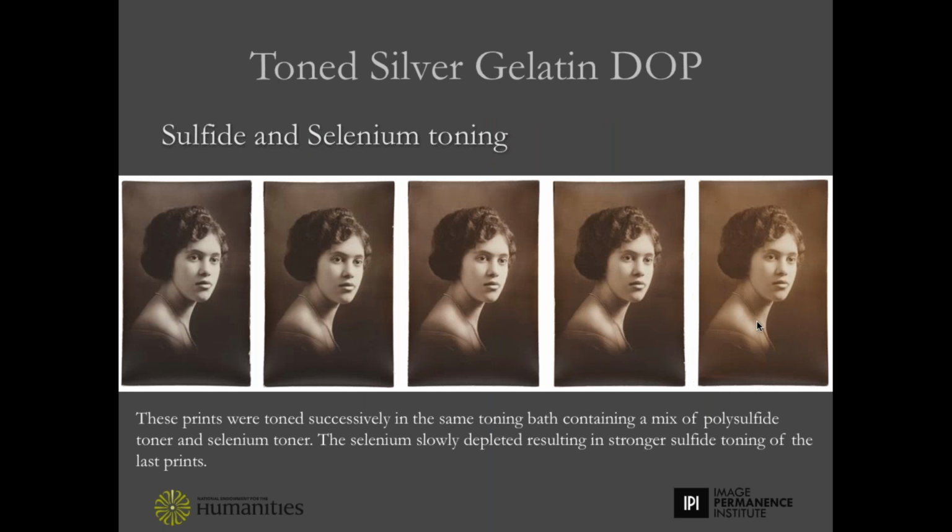Sometimes both sulfide and selenium were used together, and this is known as a polysulfide toner. So this example shown here is a set of prints that were all made at the same time and then successively toned in the same toning bath. The selenium slowly depleted, resulting in a stronger sulfide toning in the last prints. So as you can see, toned prints can have a range of image tones from purple red to purple brown to this sort of sepia brown. Toning offers stability to the image as well as changing the image tone. Toned silver gelatin prints usually don't show any sign of image deterioration.